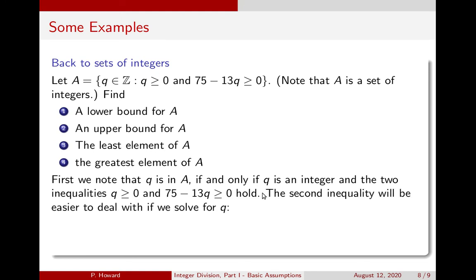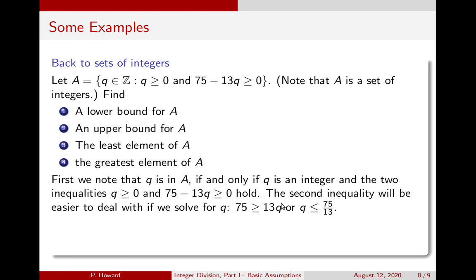The second inequality is going to be easier to deal with. That's the 75 minus 13q greater than or equal to 0. It'll be easier to deal with if we solve for q, which is a fairly easy thing to do. We will subtract 13q from both sides, and then divide both sides by 13. And I have also rewritten the inequality using less than or equal to instead of greater than or equal to.